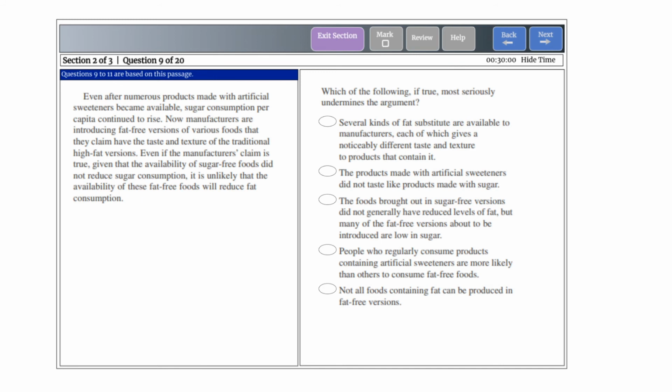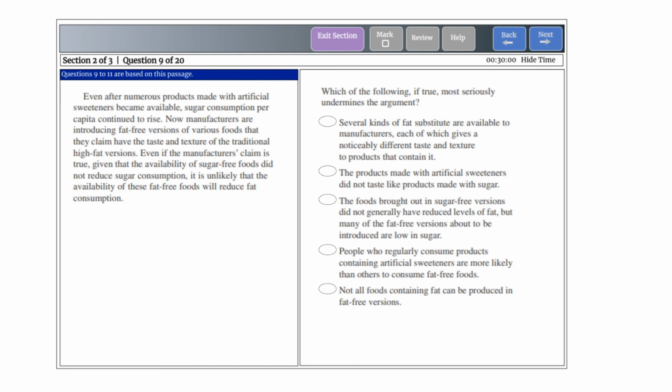The correct answer here is going to be B: the products made with artificial sweeteners did not taste like products made with sugar. And for some of you, you're thinking, what? How does that have anything to do with this? But what we're looking for is, why does the author assume this? Why does the author assume that this fat-free food isn't going to work? Why aren't people going to buy fat-free foods instead of the ones with fat? Well, they said it's because sugar-free foods didn't make people stop buying sugar-full foods, right?